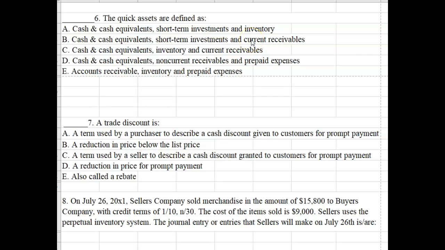After going over the answer for number 5, number 6 should be really easy. Quick assets are defined as A, cash and cash equivalents, short-term investments, and inventory. B, cash and cash equivalents, short-term investments, and current receivables. C, cash and cash equivalents, inventory, and current receivables. D, cash and cash equivalents, non-current receivables, and prepaid expenses. Or E, accounts receivable, inventory, and prepaid expenses. Please select your answer, then start the video again to check your work.